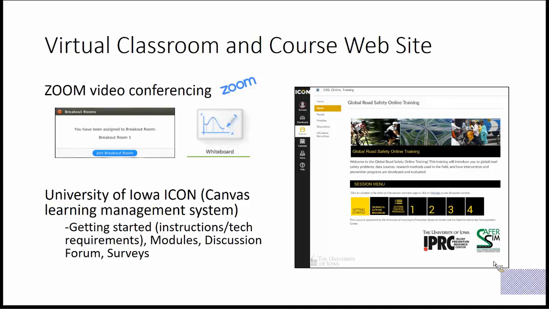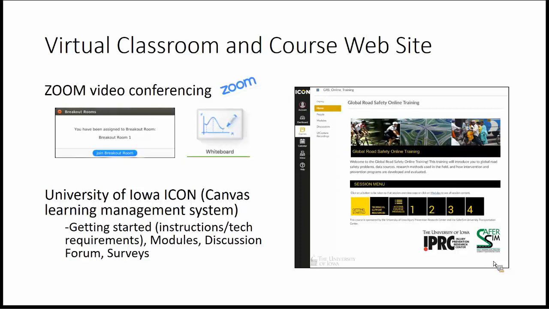And then Zoom also has some other interesting things like whiteboard options, where you can have students be in the breakout rooms, but they can write on a virtual whiteboard. Again, in person we use whiteboards in the classroom a lot, so it was nice to translate some of this to the online setting.